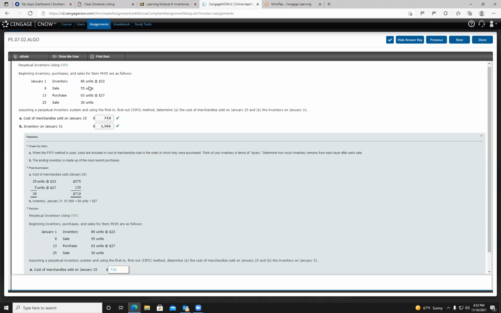All right. So if we sold a total of 85 units, then that means all 80 units are gone, minus 5 units out of the 63 units. So 63 units minus 5 equals 58 units. So if you look down here, it's exactly what they did. They took the 58 remaining units left and multiplied it by 27, and it gave us our inventory balance of $1,566.